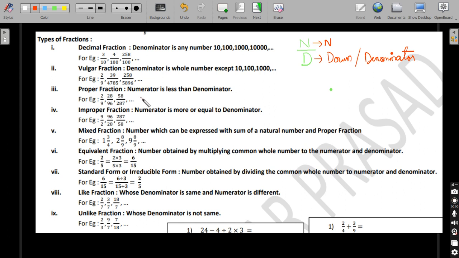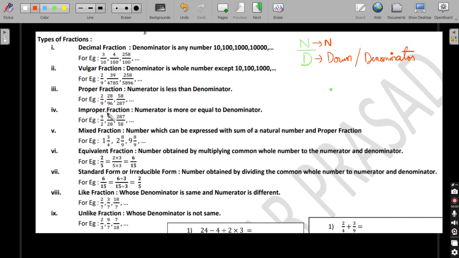After that, next is known as proper fraction. Proper fraction means the numerator should always be less than the denominator. Already I told you, numerator is up and denominator is written down. Are you able to see 2 and 9? Which is bigger? 9 is bigger. So the numerator is always less than the denominator, meaning the denominator should be more. 2 is less than 9? Yes. 28 is less than 96? Yes. 58 is less than 287? Yes. So if there are fractions where the numerator is less than the denominator, we call it a proper fraction.